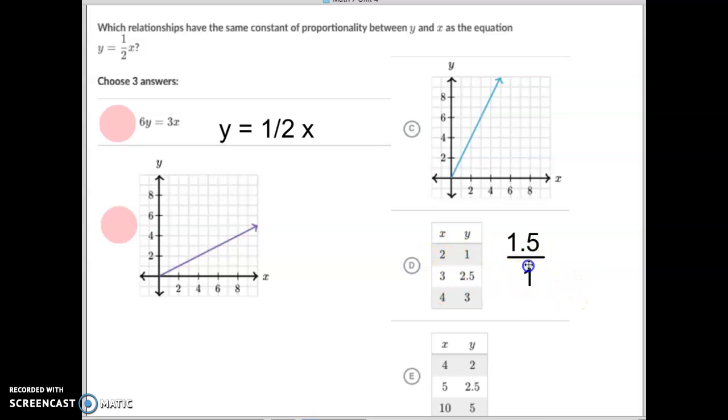Now, 1.5 divided by 1, that does not equal 1/2, does it, guys? No, so D doesn't work either.